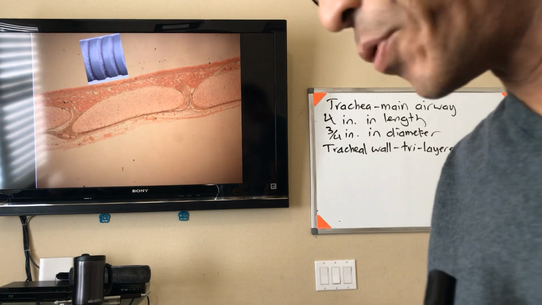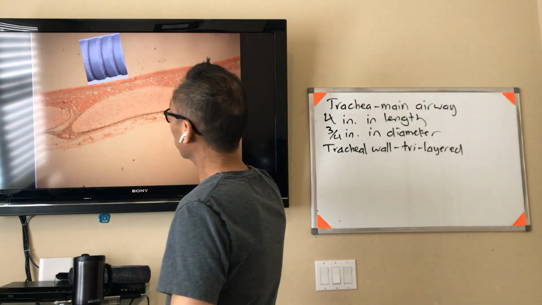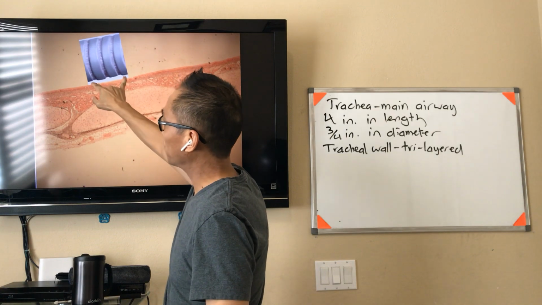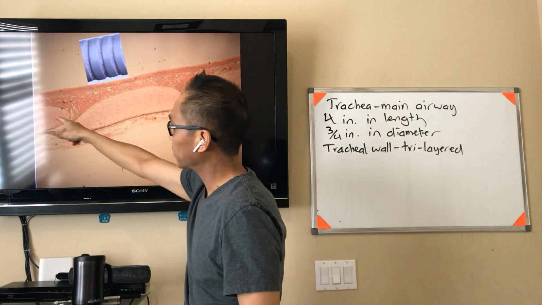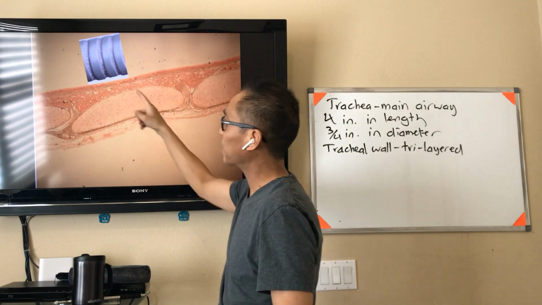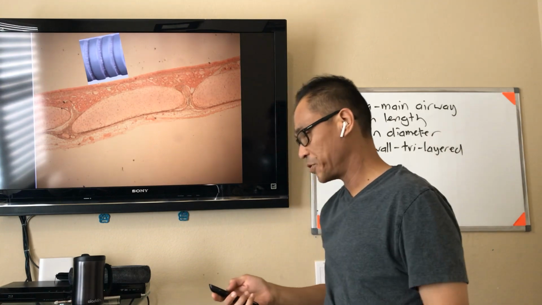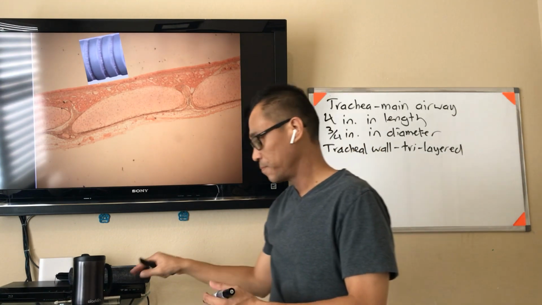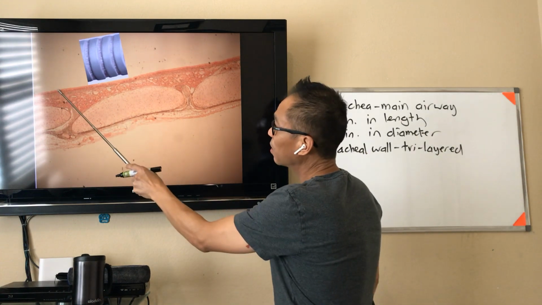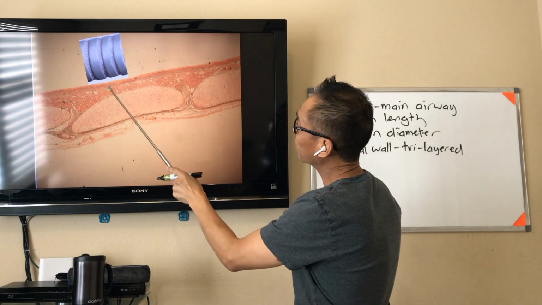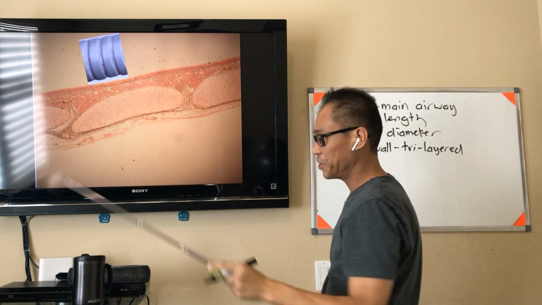So what we learned from this picture here is I just blew this up so you can see the tracheal rings here. So when you cut it, that's kind of what you see here, the cut tracheal rings, kind of matching the tracheal rings here. And we can see the tri-layered nature of the tracheal wall. It goes mucosa up here. From here to here is submucosa. Then from here on down is adventitia.